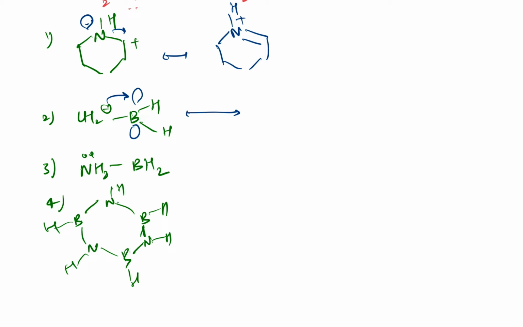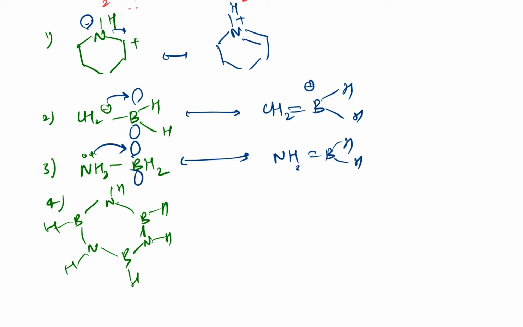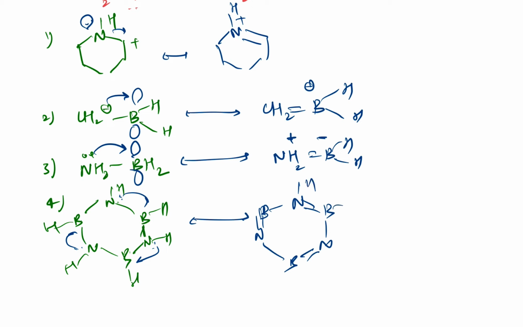So the negative charge will donate its lone pair to boron, and it will be CH2 double bond B negative, H and H. And B has a lone pair. NH2 will donate, giving NH double bond B, H, H: NH2 positive and BH2 negative. Now in this case the lone pair will donate its pair to the boron. So N double bond B, N double bond B, N double bond B, with H's on each. Then the positive charge on nitrogen, negative charge on boron.